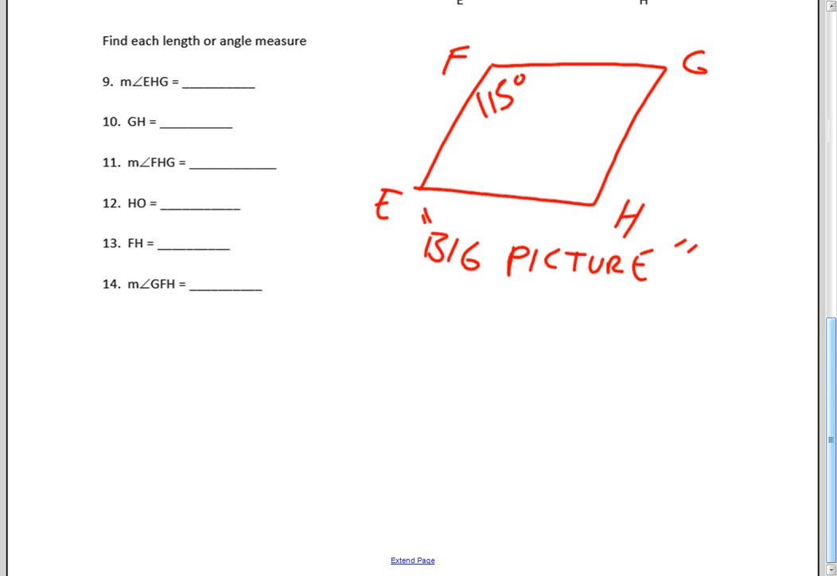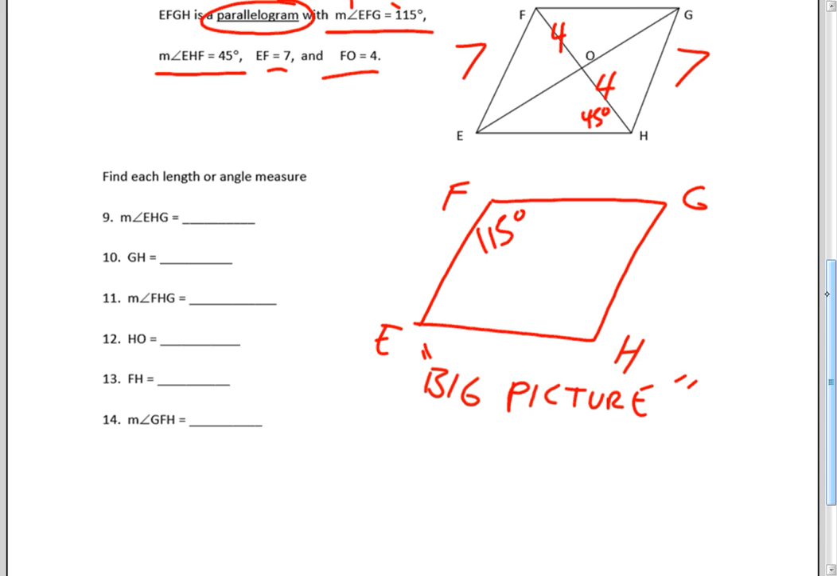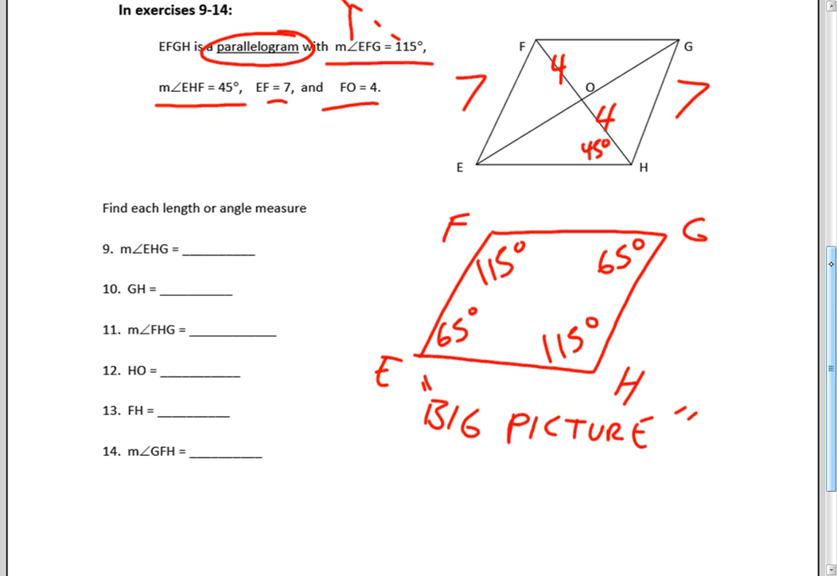I would also, before even looking at this, fill in this. It's a parallelogram, so if that's 115, that's 115. If that's 115, that's 65, and that's 65. Have an idea of the big picture before you start looking at what it is that you need. Now let's take a look at this.